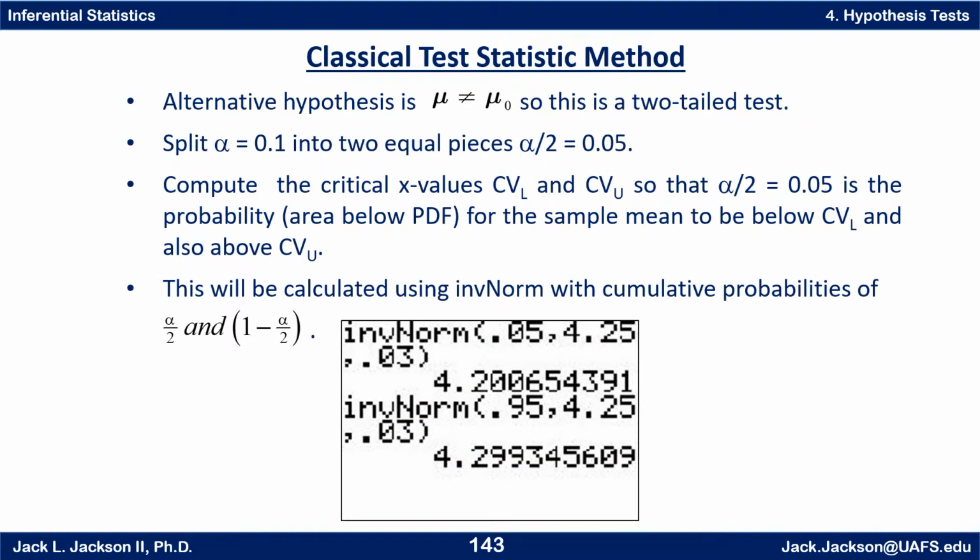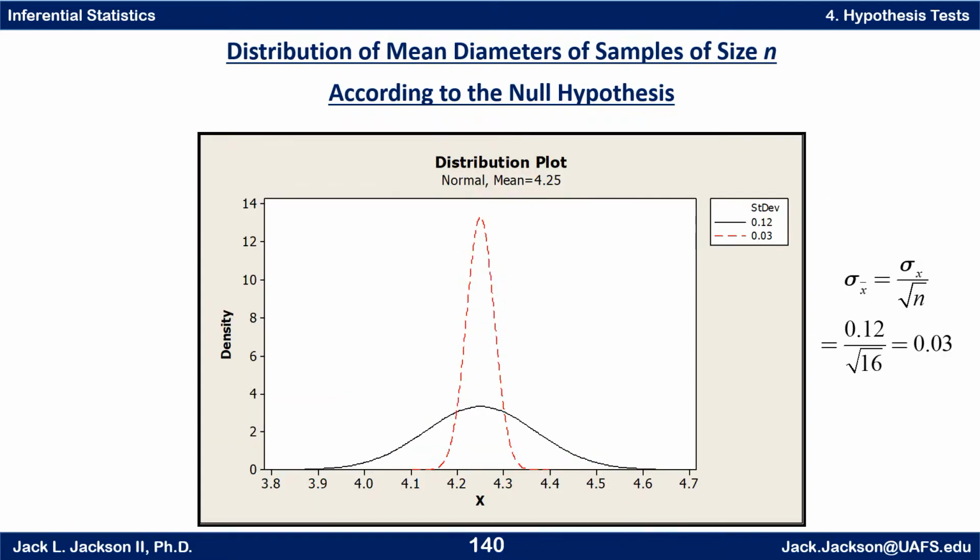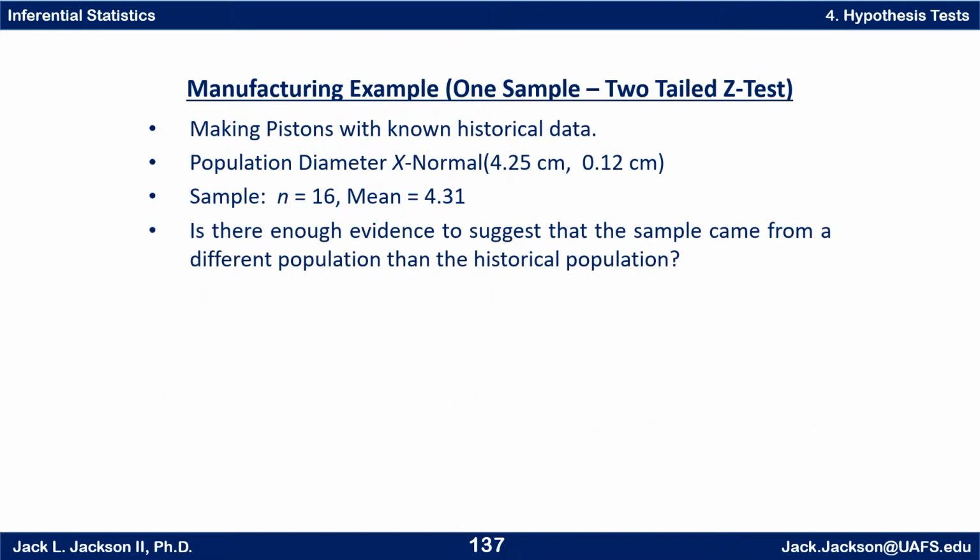This is where we did it in the last video with the classical approach. Let's go back to the actual problem. In this example, again the same one from the last video, we're making pistons with known historical data. The population diameter is normally distributed with a mean of 4.25 centimeters and a standard deviation of 0.12 centimeters. This is the distribution of individual piston diameters. From that, we take a sample of size 16 and we find a mean of 4.31.